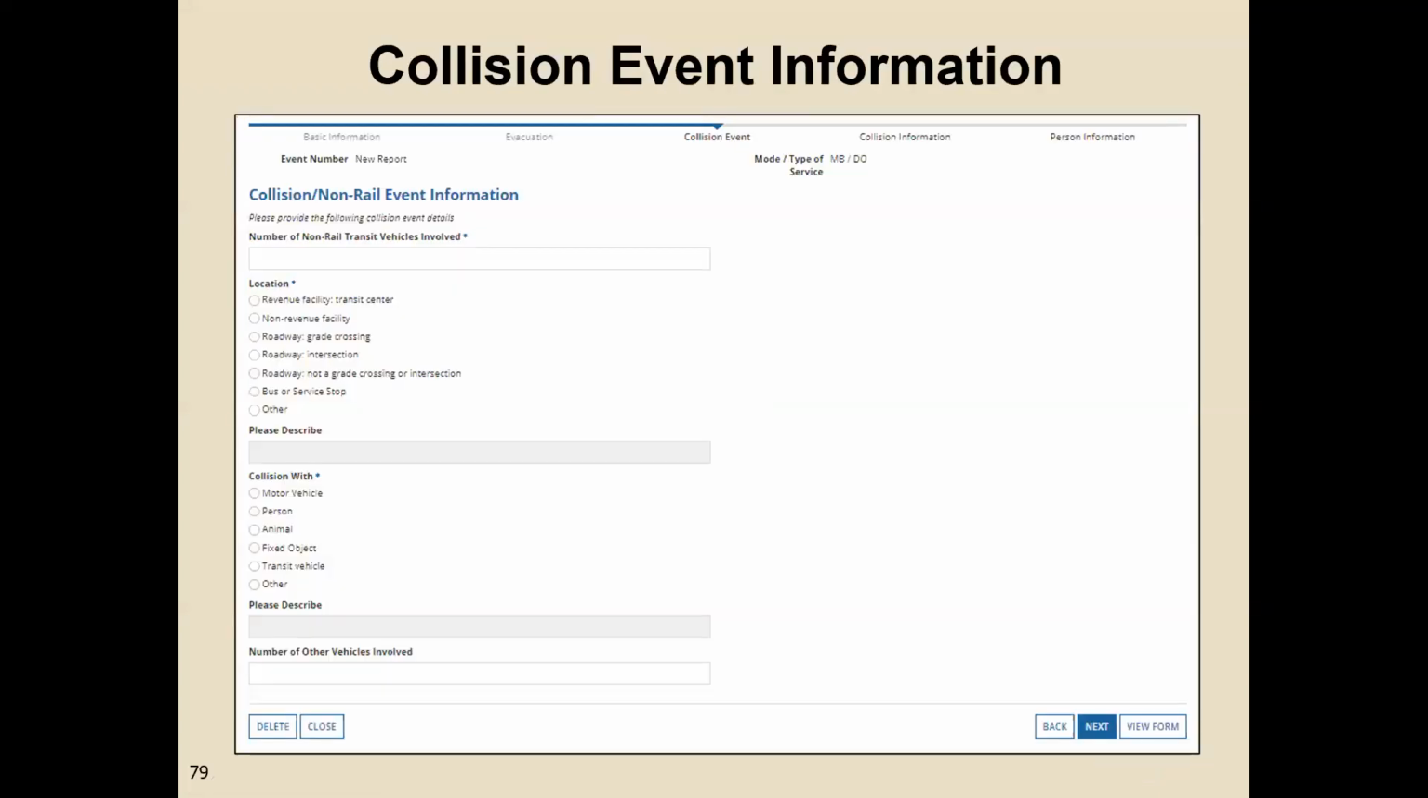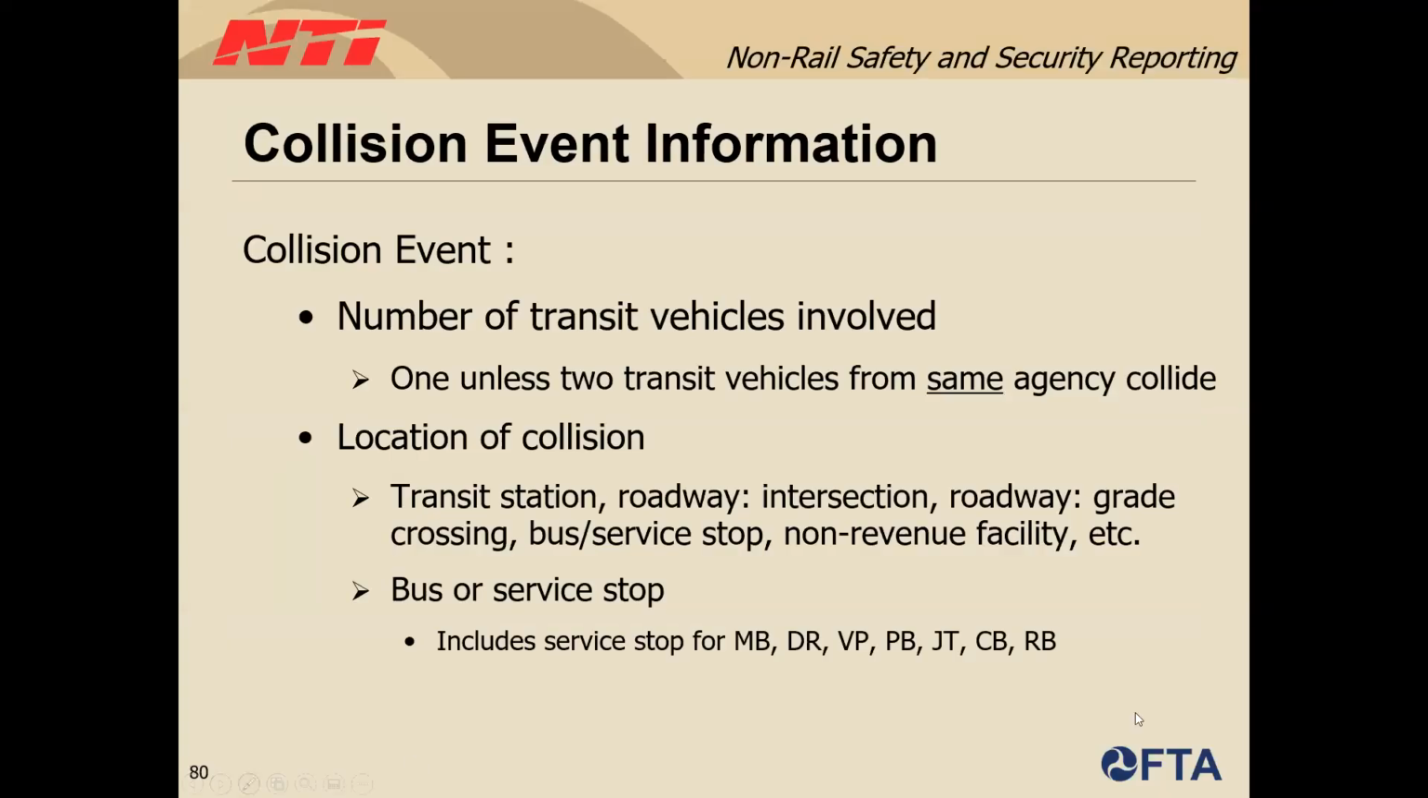Here's a snapshot of the collision event screen for non-rail modes. So the first collision screen is the collision event information screen. For all the modes, this captures information about the number of transit vehicles involved. The answer would always be 1, unless 2 transit vehicles from your agency collide. The location of the event, such as the transit station, roadway intersection, roadway grade crossing, bus or service stop, non-revenue facility, which would be a transit bus barn, yard, or maintenance facility. Bus or service stop is appropriate location for modes such as demand response or paratransit when they pick up at a person's home.